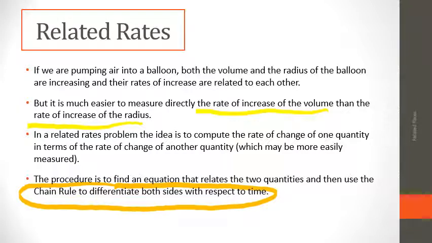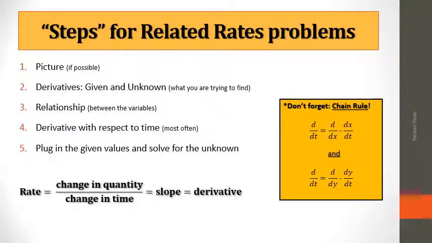So in the past, we have differentiated with respect to x, but now we're going to take the derivative with respect to time. So we're going to have to use the chain rule again and implicit differentiation. Everyone likes to have quote-unquote steps. I'm not really a step believer, but I know that students sometimes like steps. So here are some for you for related rate problems.